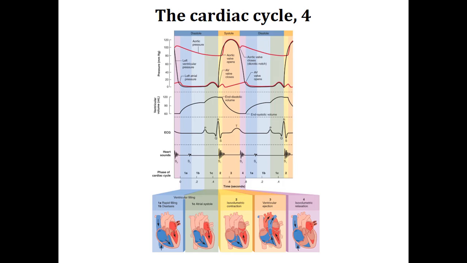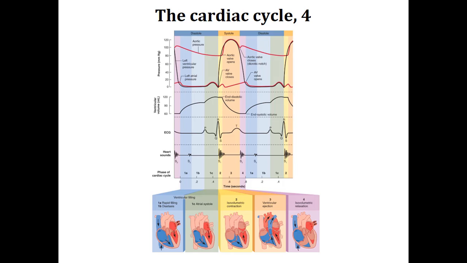So atrial systole. Yeah, at the end of this, you have atrial systole. So at the end of diastole, you have atrial systole. So the pressure then starts to increase a little bit because you've got contraction of the atrium. But it's not a huge thing. So the pressure increases there.